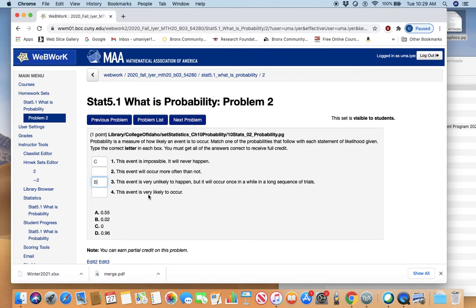This event is very likely to occur. So high chances of occurring, that is D. In other words, this has to be A. This event will occur more often than not. So A is 0.55, which is 55% likelihood. So this event will occur more often than not. So A.